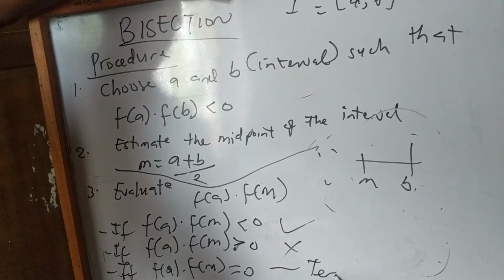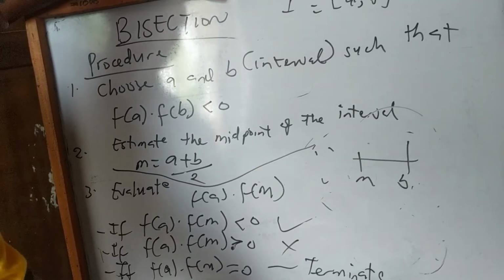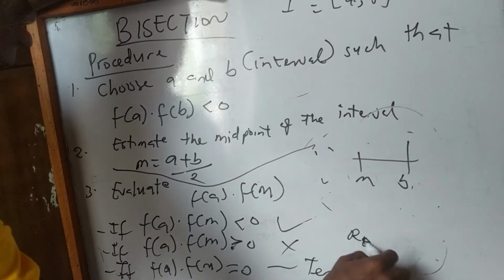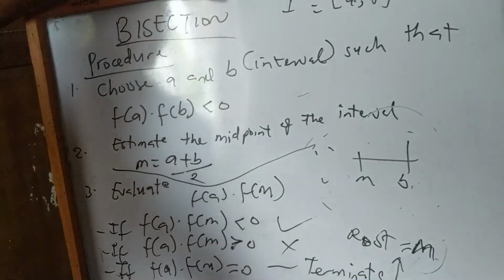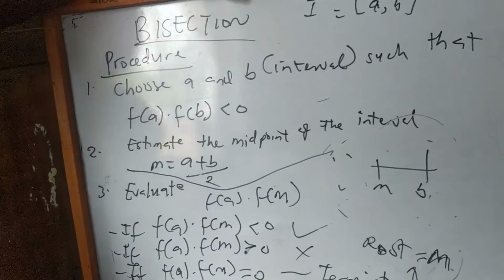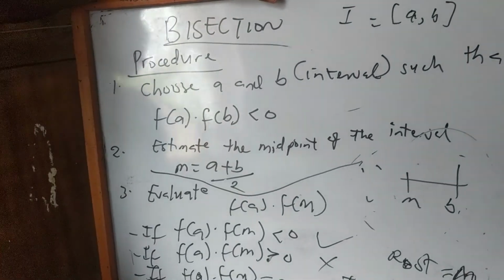Now, if f of A times f of M is going to be 0, that terminates the iteration. That is the end of that iteration, and at that point, the root is going to be equal to M. That means you don't need to go to the next iteration. You've gotten the most appropriate value for M.